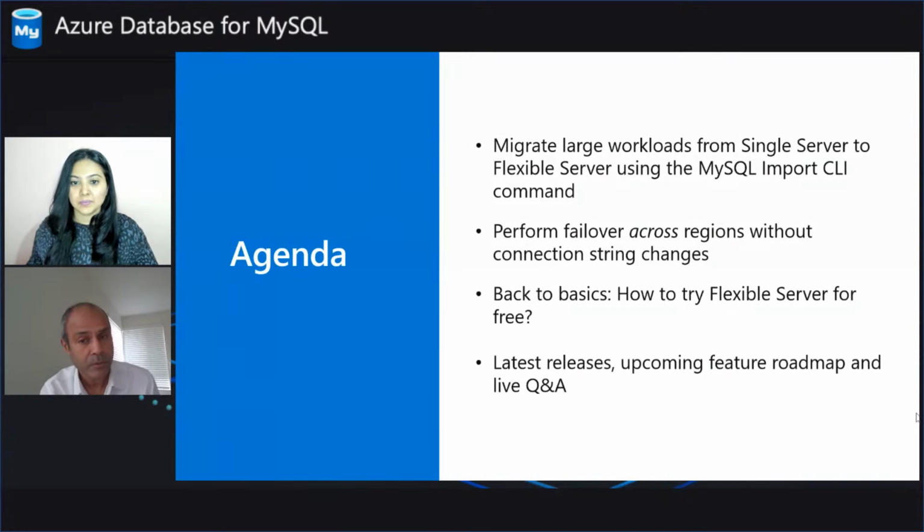Then we will talk about how to switch over from primary region to DR region without making change in the connection string. That has come up in many of our discussions with the customers. So I hope this topic will help customers in future. And lastly, we will talk about how to use flexible server free. That's always interesting and compelling to the customers.